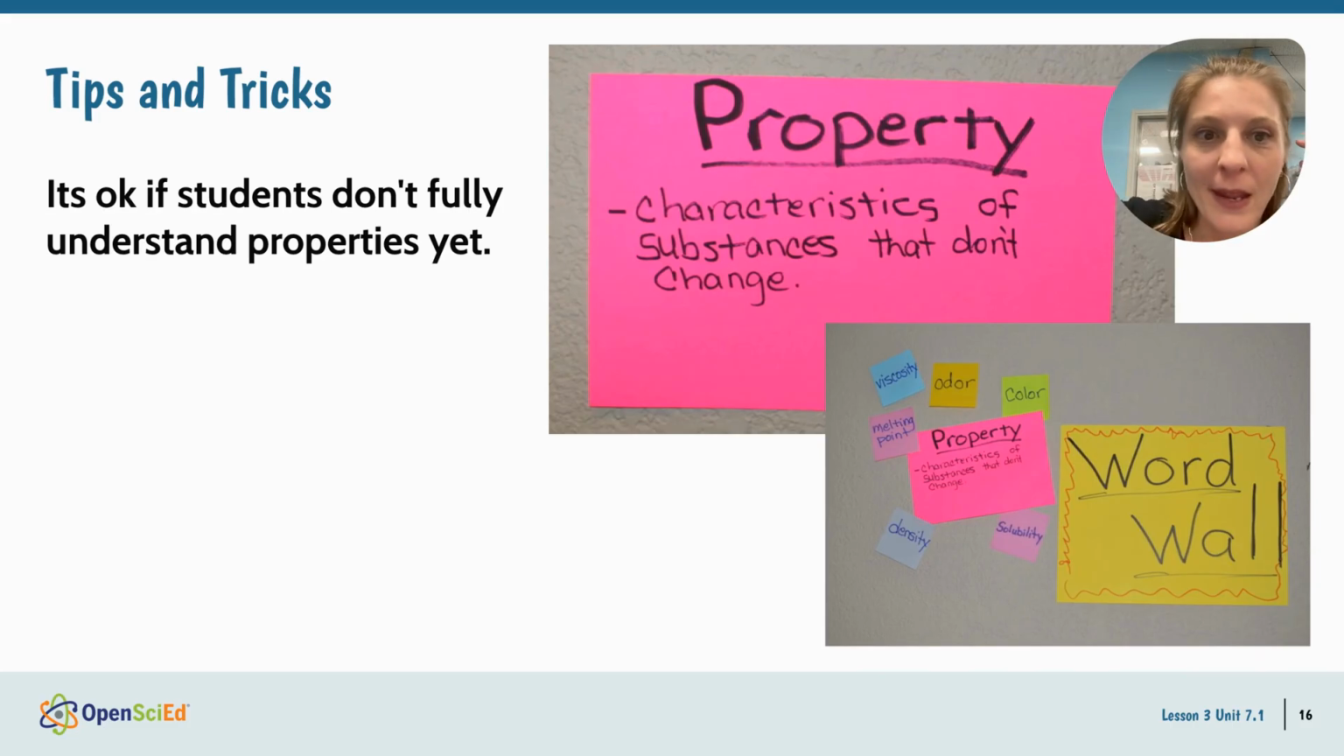Property. Now, if you remember that word wall that we were building, this might be one of the harder words to develop with them. But I want to stress that it is okay if students don't fully understand this word property yet. We want to get it on the word wall because you will come back to it again at the beginning of lesson 4. So again, it's okay if they don't get it, but let's get it on that word wall.